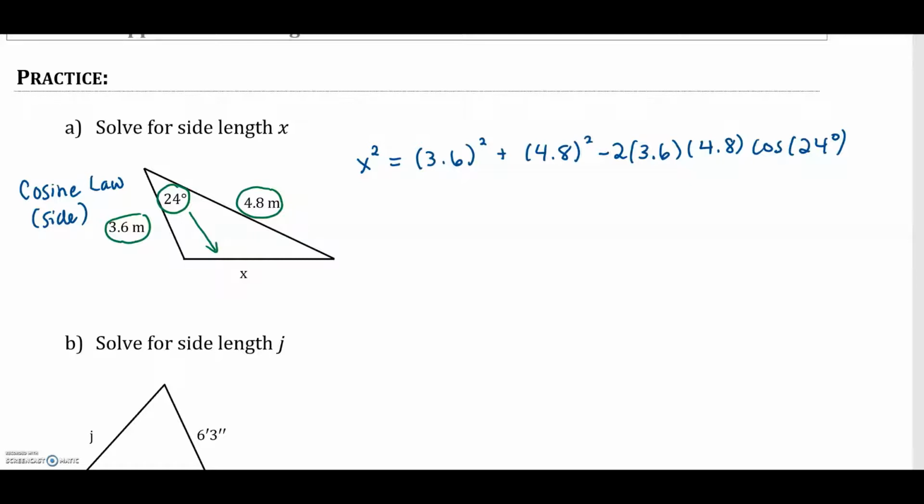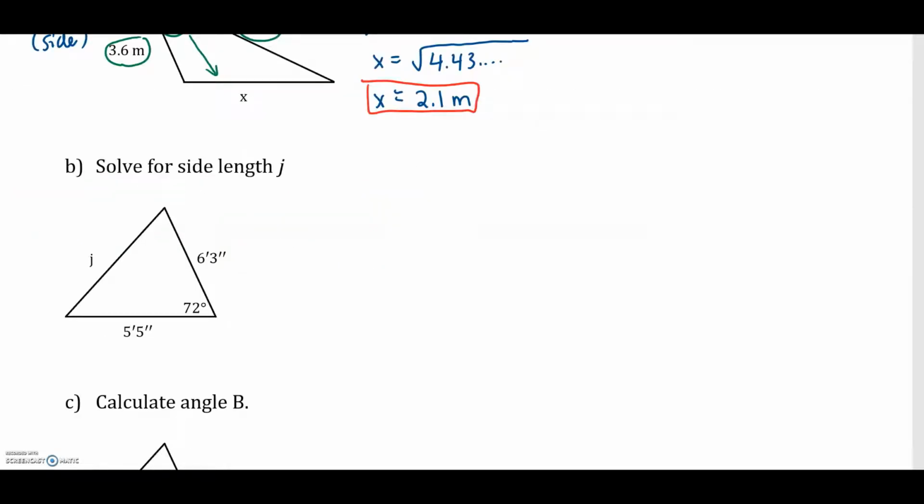You can evaluate the entire right-hand side of the equation all in one step on your calculator. And to solve for x, we take the square root of that result. Make sure you leave that value in your calculator and don't do any early rounding. And we're going to round our answer to two significant figures along with the same units as found in the original question. Question B is very similar to question A.